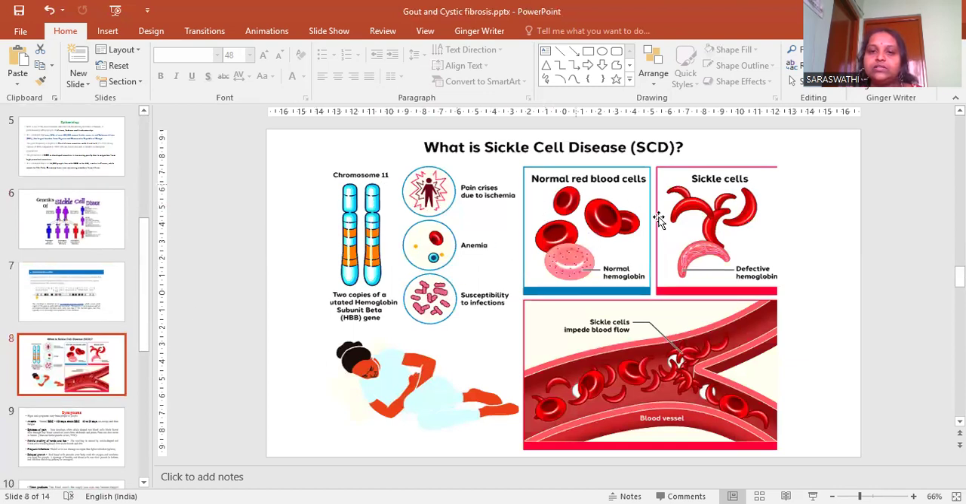So what are the main symptoms of sickle cell anemia cases? You can see that they become anemic, severe pain will be there, and susceptibility to all kinds of infections.